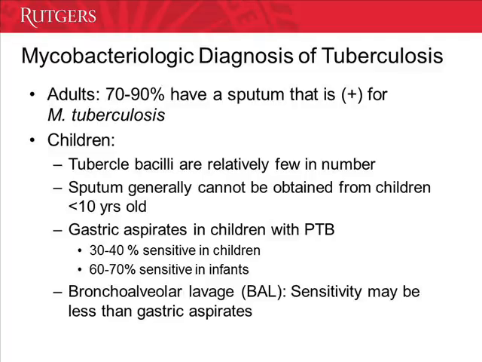In children, again, tubercular bacilli are relatively few in number. Sputum generally cannot be obtained from children, especially those 10 years of age and less. We often resort to gastric aspirates in children with pulmonary TB. That has a 30 to 40% sensitivity in children. However, it's much more sensitive in infants, 60 to 70%. And bronchoalveolar lavage, BAL, sensitivity may actually be less than that of gastric aspirates.